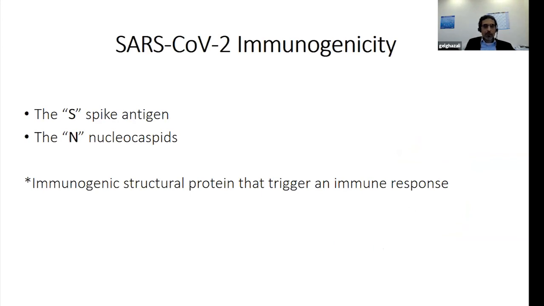When we talk about SARS-CoV-2 immunogenicity, we talk about the antigens on the surface of the virus that are immunogenic. Immunogenic means they trigger an immune response. Among the surface antigens, there are 2 immunogenic antigens: the S-spike antigen and the N-nucleocapsid antigen.